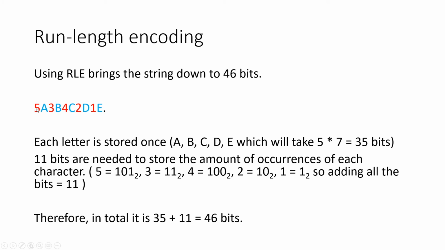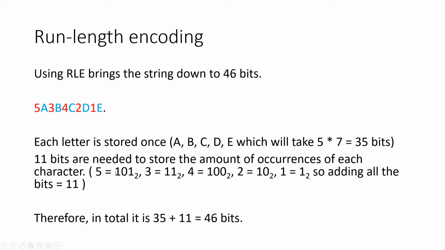And then we'd have to record the binary for each of these numbers. What's binary for 5? 101, so that's 3 bits. What's binary for 3? 11. What's binary for 4? 100. What's binary for 2? 10. And what's binary for 1? 1. So looking down here, 3 plus 2.